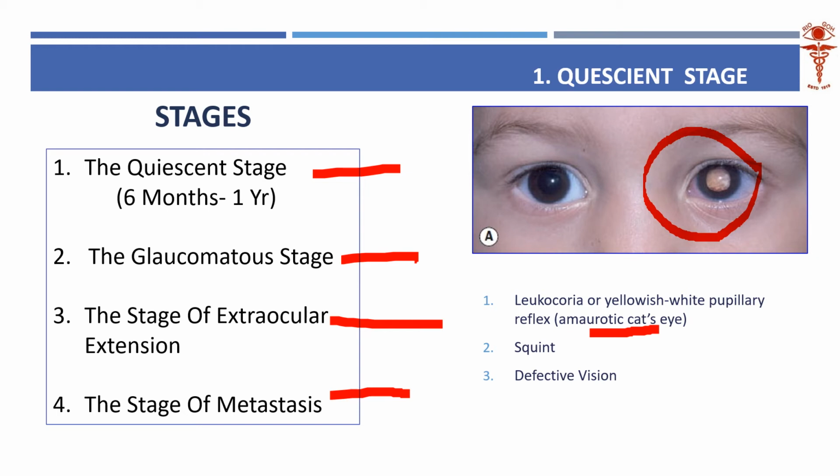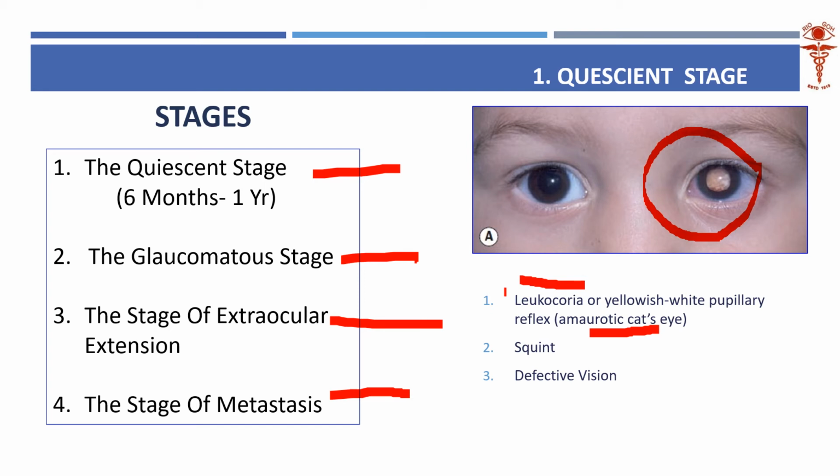When the mother is feeding the baby, she will suddenly notice that white reflex and bring the baby to the doctor and say that the baby is having such and such. This white reflex is called leukocoria. Leuko means white and coria means pupil. So, a white pupillary reflex.